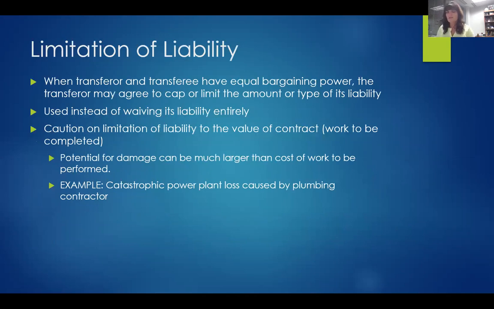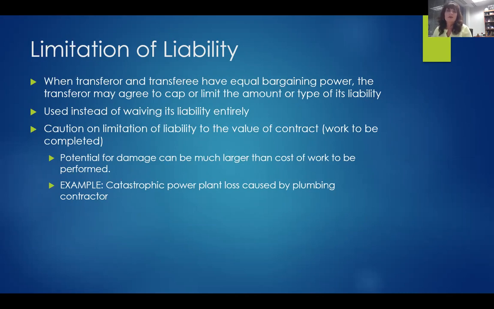Limitation of liability. This is a real common protectionary measure put in place. In most contracts, this is where the transferor, who owns the property or owns the building, and the transferee, the contractor doing the work, have equal bargaining power, and assuming that, then the transferor may agree to cap or limit the liability associated with the work.